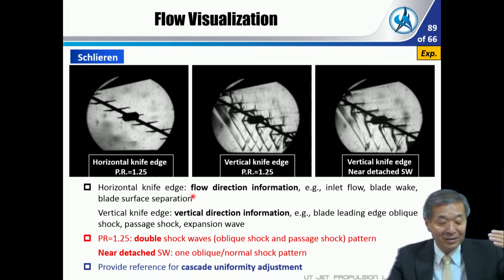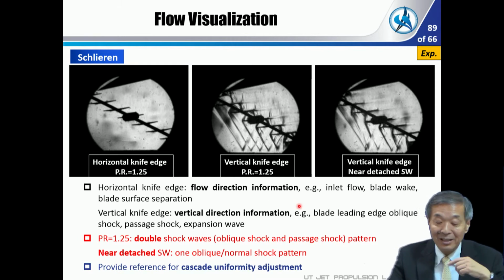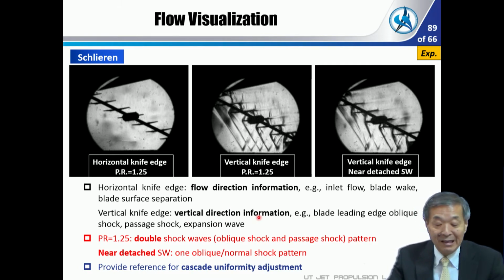So if we put the horizontal knife edge in this experiment, the flow direction information can be detected. So for instance, the inlet flow, blade wake, or blade surface separation. But if we put the knife edge vertically, we can detect the vertical direction information. For instance, blade leading edge oblique shock and passage shock or the expansion wave. So in this experiment, we are focusing on the behavior of the shock wave. So we are using the vertical knife edge.